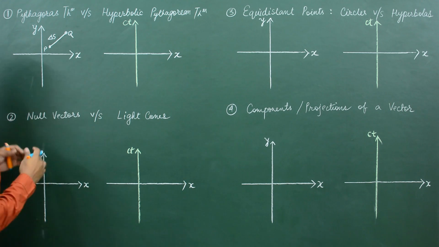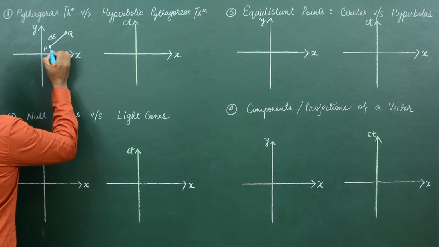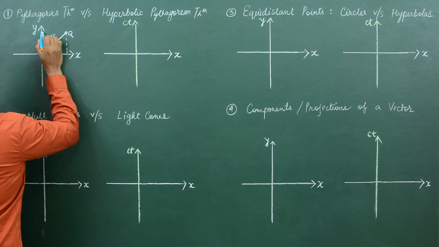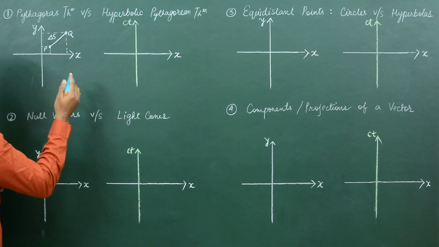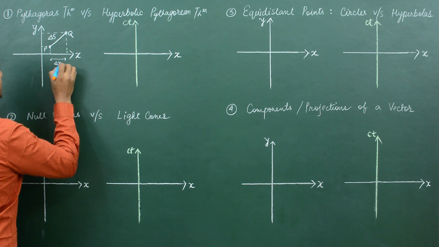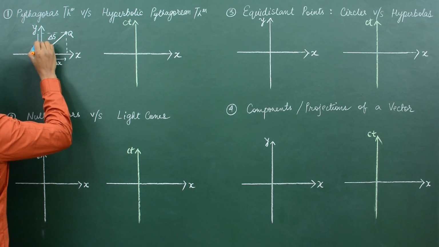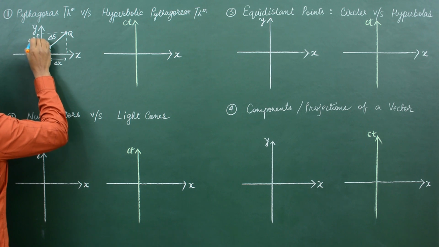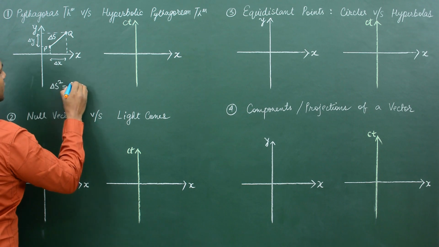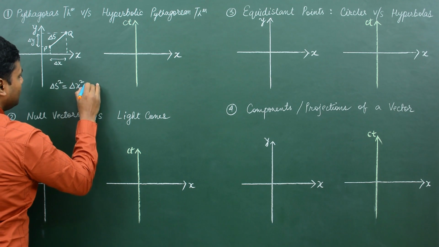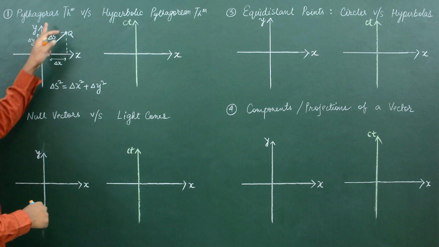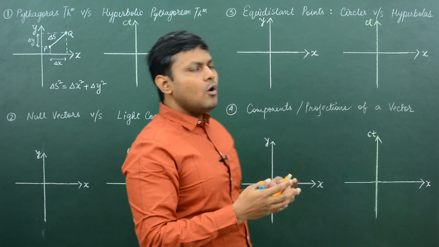To find the length of this PQ is very easy. You just look at the components that this PQ makes onto each individual axis, or you look at the projections of PQ onto X. So here we will have del X and projection of PQ onto Y. So here we will have del Y. So del S square is simply equal to del X square plus del Y square. This is the very obvious Pythagoras theorem that we are all familiar with.